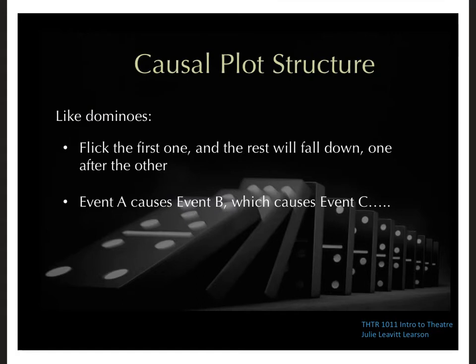I like to think of causal plot structure as like a string of dominoes. You flick the first one and the rest will fall down one after the other. Event A causes event B to happen. Event B then causes event C, and on and on till the very end of the play.